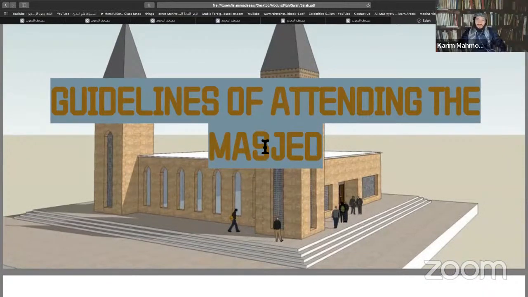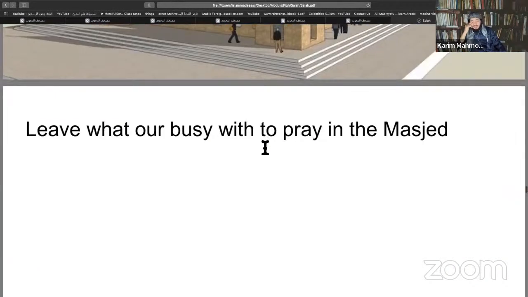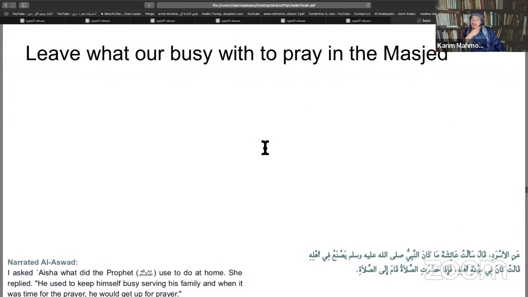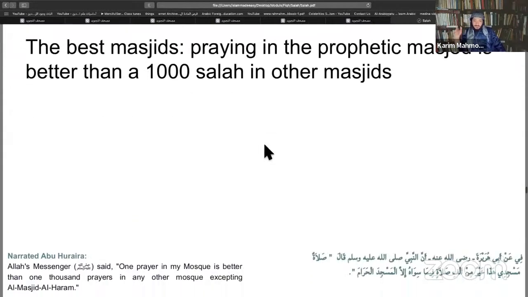Let's talk about some of the etiquettes of the masjid. Leave what you're busy with and go to pray in the masjid. If a person is busy with something, and he's able to stop what he's doing and go to the masjid, then he must do so. That's what the Prophet ﷺ used to do. If he was busy with something, but it's time for prayer, he would leave.